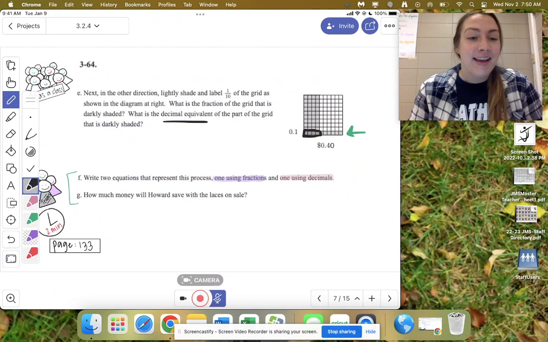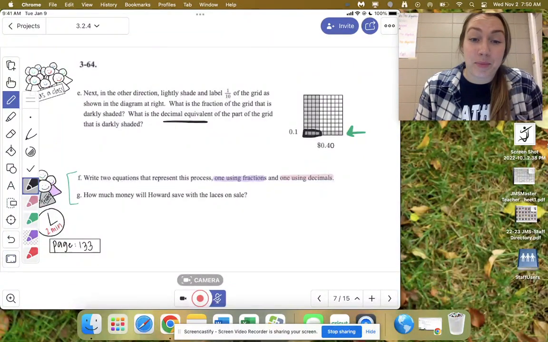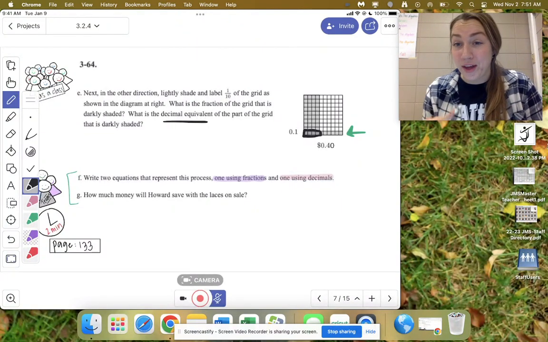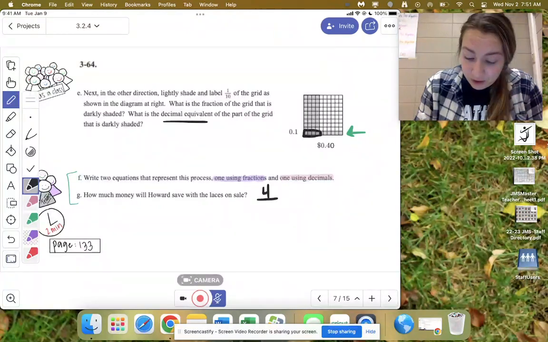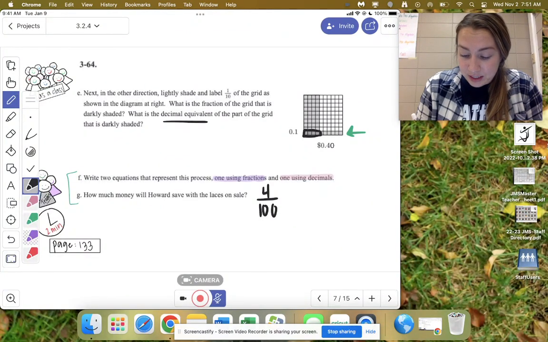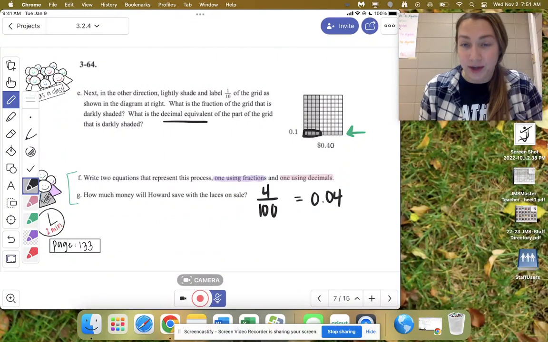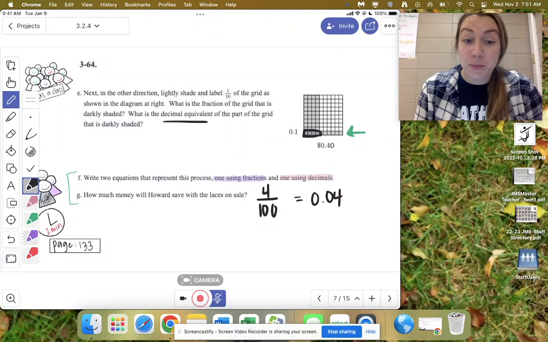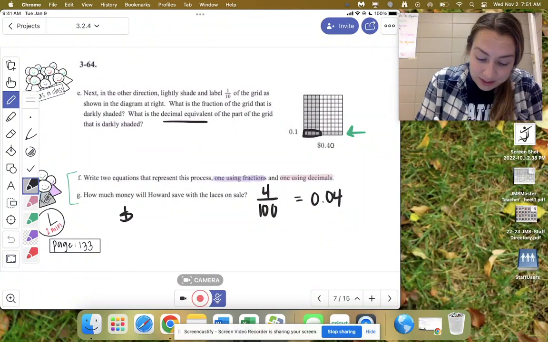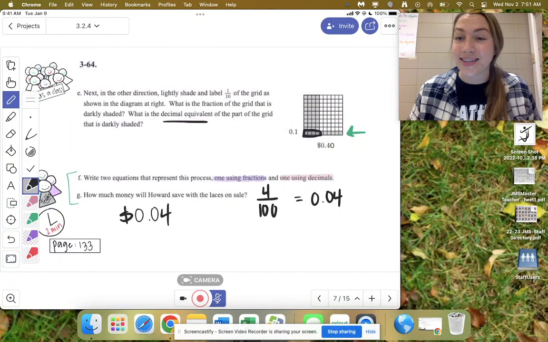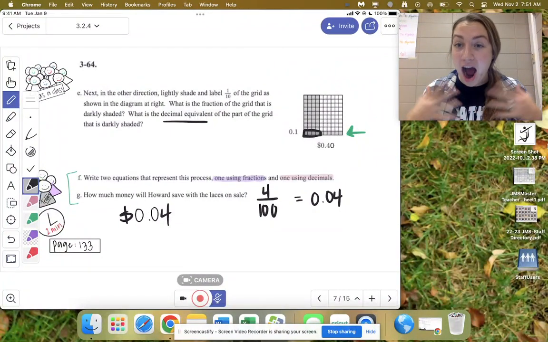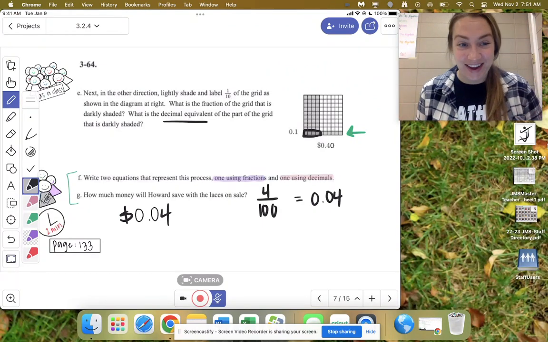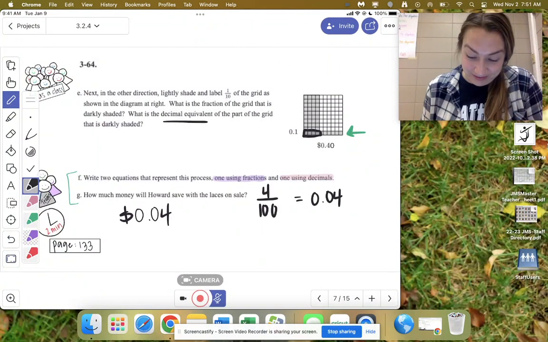And we're back. So write the 2 equations that represent the process, one using fractions, one using decimals. Well, 4 out of the whole thing is shaded double, so the fraction would be 4 out of 100, and then using decimals would be 0.04 because it's 4/100ths. 4 little squares, 4/100ths. So how much money will he save on those laces? He will save a whopping 4 cents, you guys. Wow. What a deal. Man, that's great.